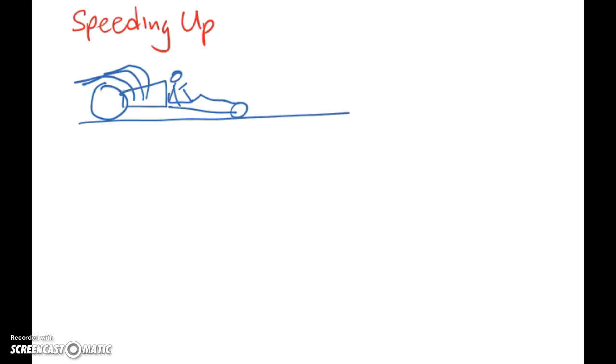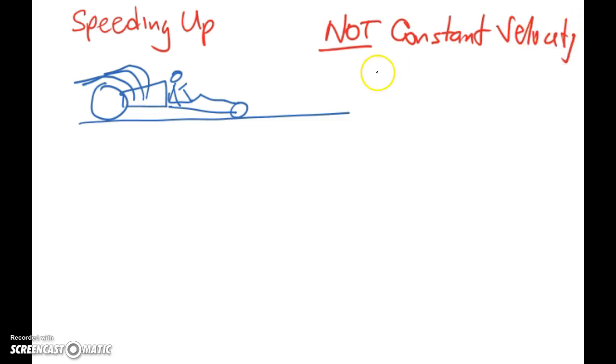Hey, so I want to go over the two drag racer problems, just one after another. The first one, where it's speeding up, we certainly know that it is not at constant velocity. The speed is certainly changing. And if it's not at constant velocity, that means our sum of forces is not equal to zero.